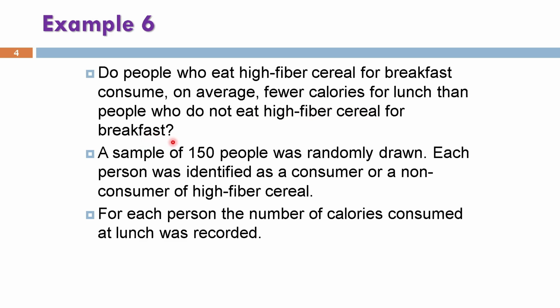So the mean for population 1 is those who have high fiber cereals. Will they have a lower calorie intake for lunch compared to the second population who do not eat high fiber cereals? And we have a sample of 150 people randomly drawn. Each person was identified as a consumer or not consumer of high fiber cereal. For each person, the number of calories consumed at lunch was recorded.